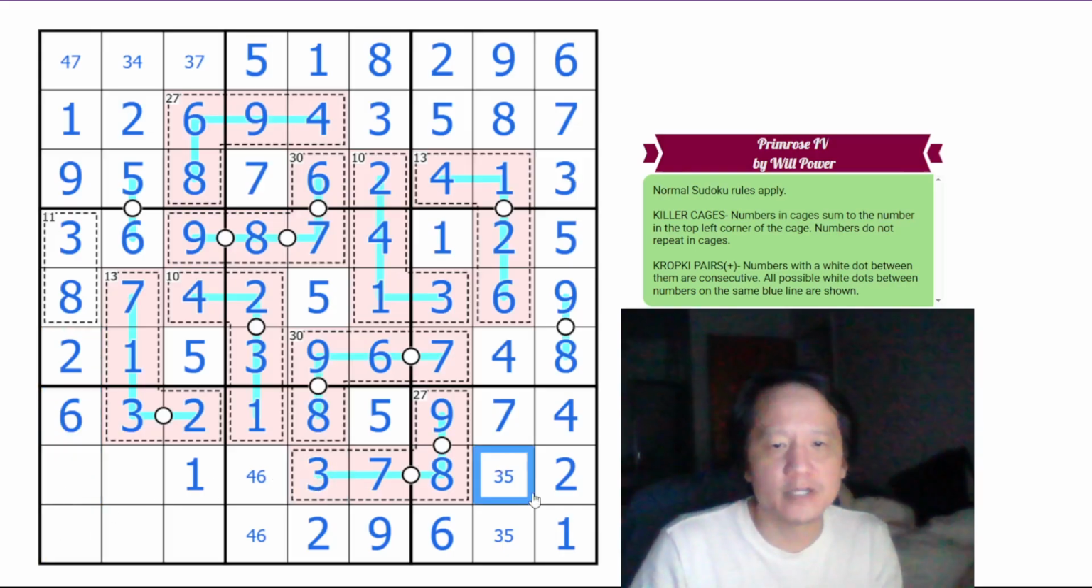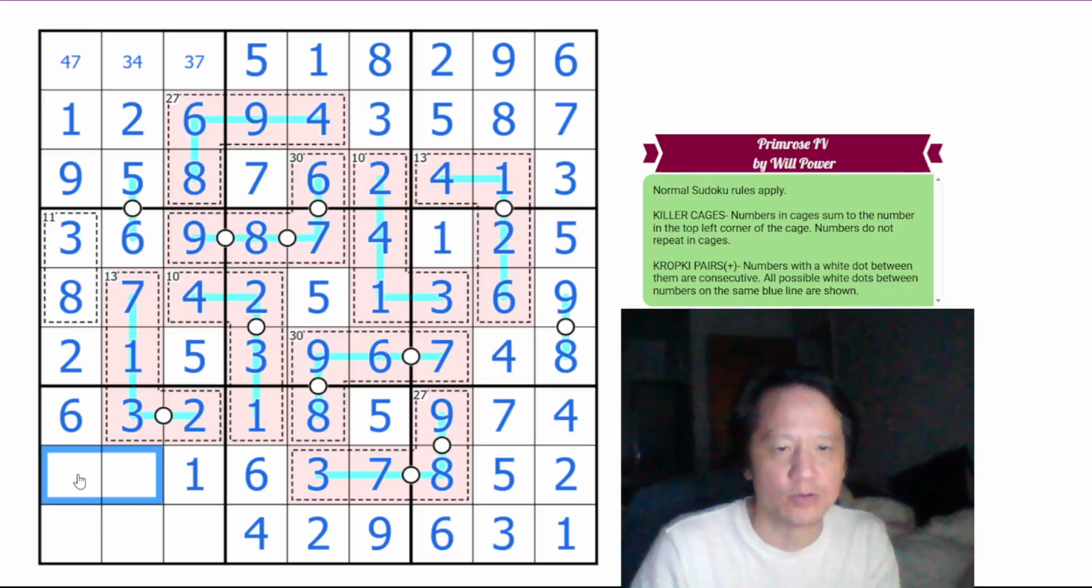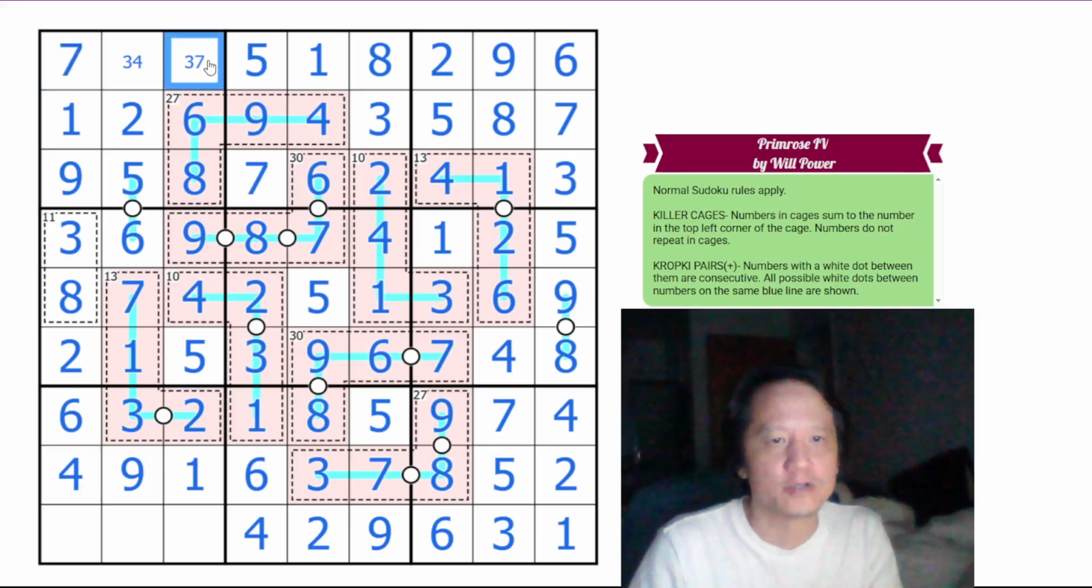Okay, 3 eliminates 3 here, so it's 5 and 3. 6 eliminates 6 here, so it's 4 and 6. That leaves the remaining digits as 4 and 9 in row 8. This can't be 9 because of the 9 in the column, so this is 4, this is 9. 4 eliminates 4 here, so that's 7, which makes this 3, which makes that 4.